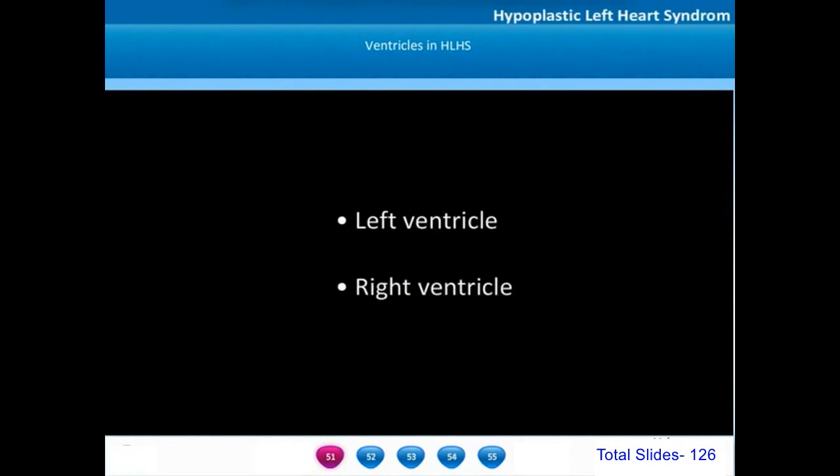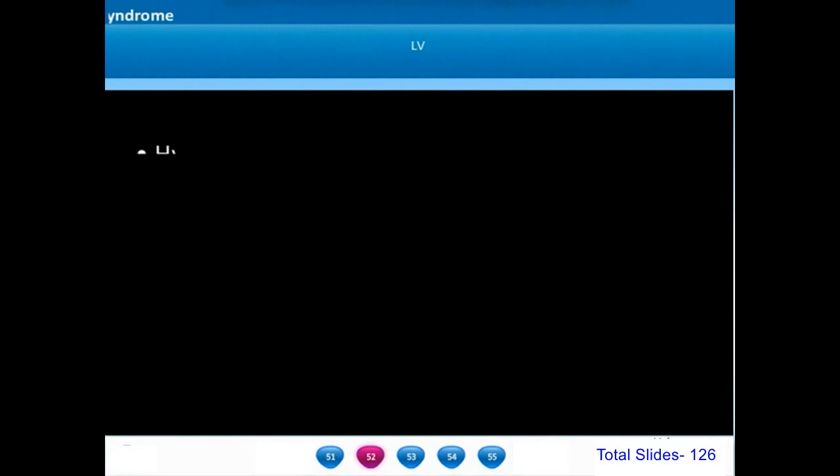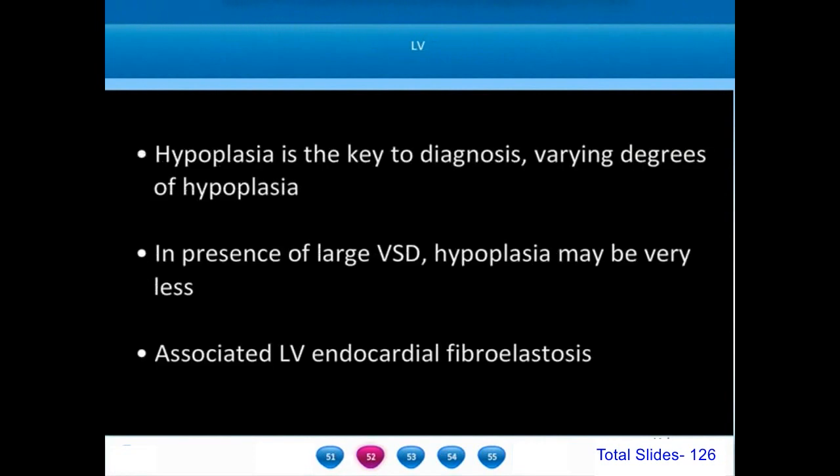Let us move on to analyzing the ventricles in hypoplastic left heart syndrome. We'll start with the left ventricle and then move on to the right ventricle. Left ventricular hypoplasia is the key to diagnosis. The left ventricle may show varying degrees of hypoplasia. In the presence of large ventricular septal defect, however, there may not be a substantial LV hypoplasia. The LV hypoplasia is often associated with left ventricular endocardial fibroelastosis.